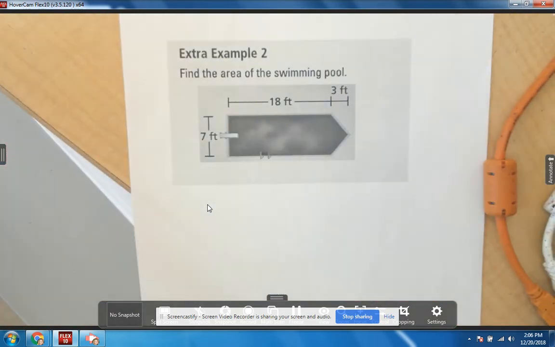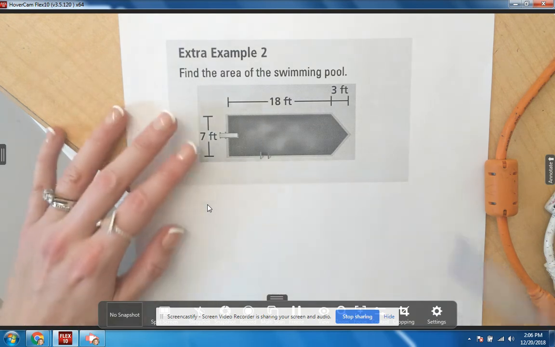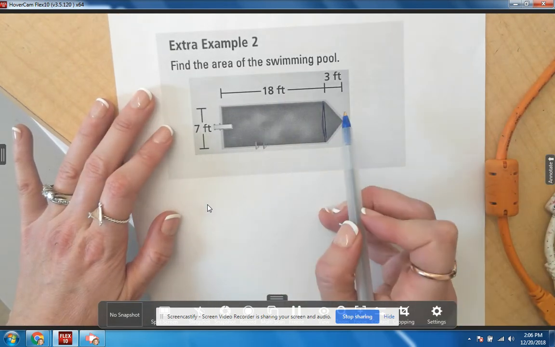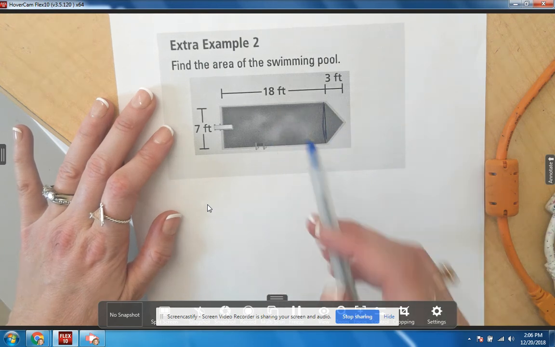Last one here, find the area of the swimming pool. So we want to divide this into two shapes. I'm just going to draw a line right here. So now I have a rectangle and I have a triangle. So see if you could figure this one out.